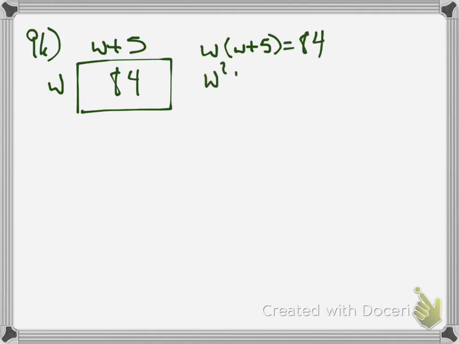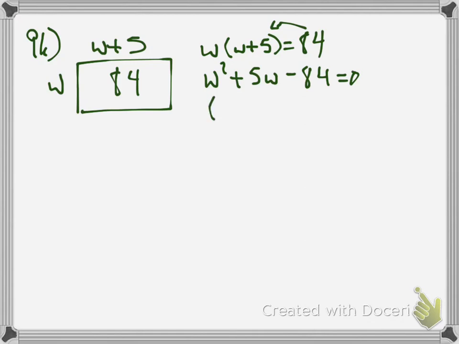Well, W times W is W squared. W times 5 is 5W, equals 84. So I'm going to move the 84 to the other side. And there is my equation. Now, in theory, you should be able to graph that and see where it crosses the x-axis and only go with the positive answer. But this one's also factorable.